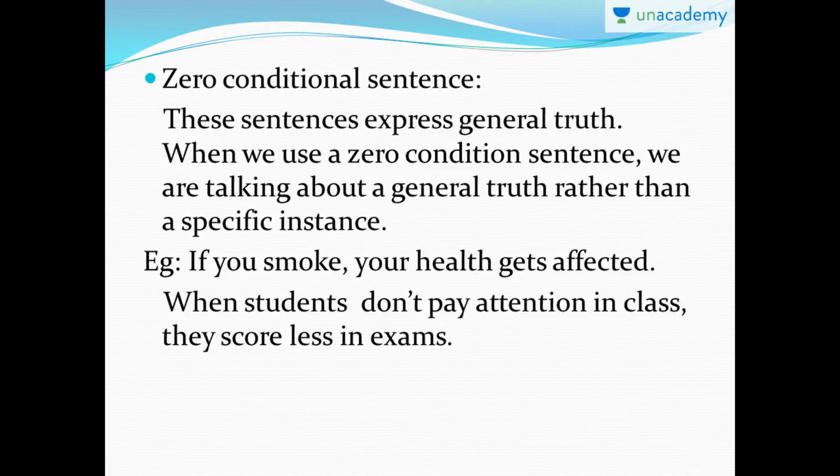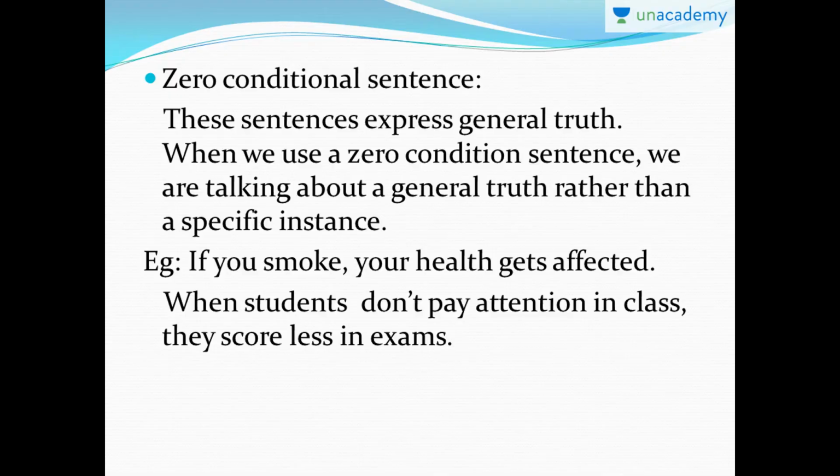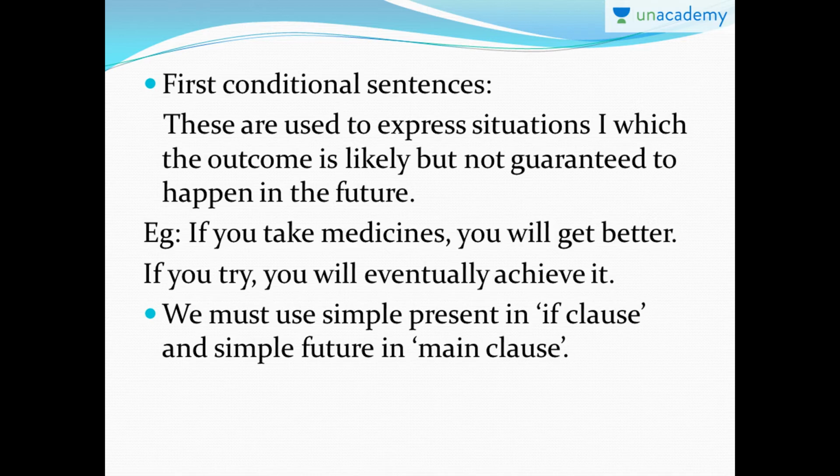So conditional sentences are the sentences that express known facts, hypothetical situations, and their results. The first one is zero conditional sentences. These are the sentences which express known facts or general truth. So in this case, both the clauses, that is the if clause or the subordinate clause and the main clause, must be in simple present no matter what. And the second one is first conditional sentences. These are the sentences where the outcome is likely but not guaranteed. So here the if clause or the subordinate clause must be in simple present, and the main clause must and should be in the simple future tense.